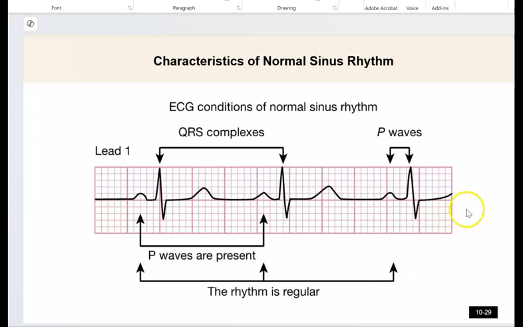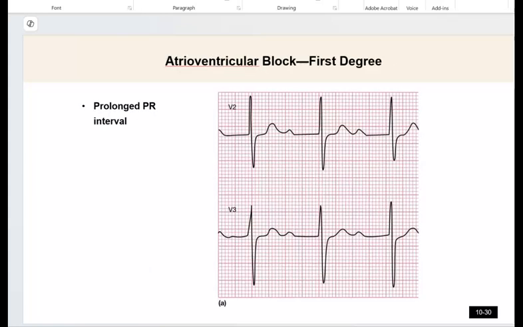So this would be a normal sinus rhythm. We have a P before the QRS. The P to P maps out. The QRSs map out. It appears to be regular. Then the book goes into some of our AV blocks here as well. So let's jump over to our Osmosis and start talking about some of these blocks.